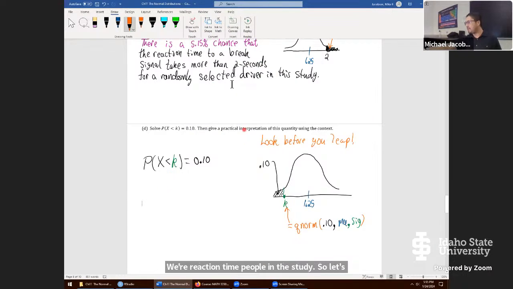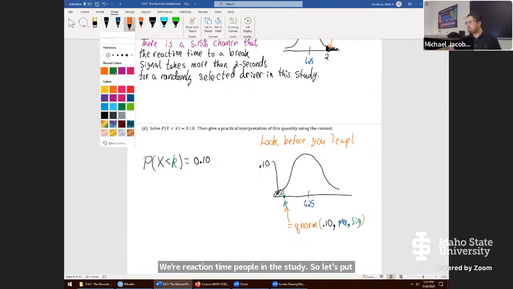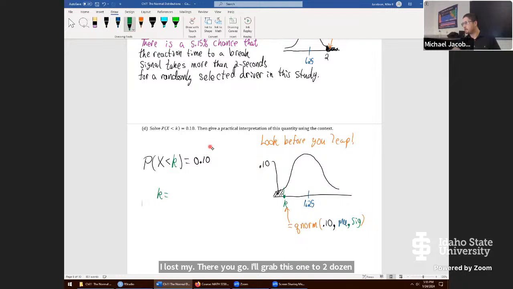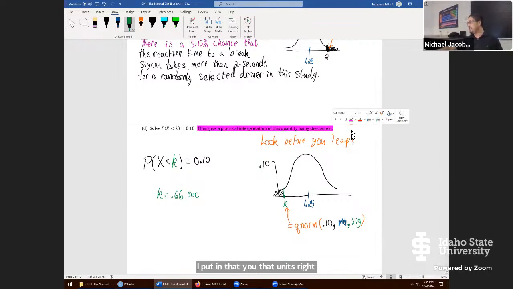So let's put down the value k equals. I'll round this one to 2 decimal places since it makes sense for the unit on this problem. So k is 0.66 seconds. And putting in that unit right here helps out a ton with this right here.